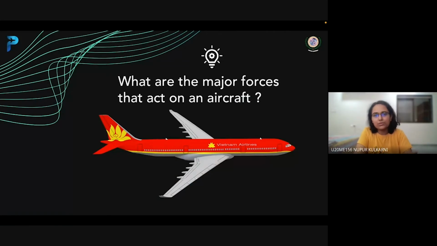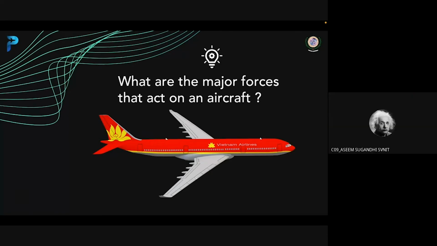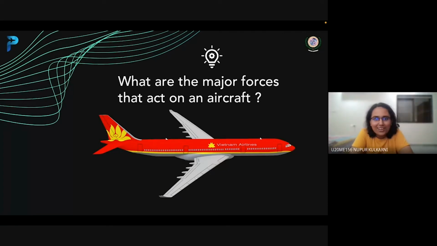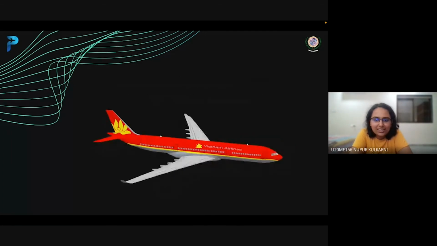Okay. So till now we have seen a broad classification of airplanes and aircraft. Now we'll see what the major forces acting on an aircraft are. Can anyone answer if they know? Drag, thrust, lift, weight. How come you forgot gravity? Yes, weight is also there. Right, most of you have answered correctly. So let's see them one by one.